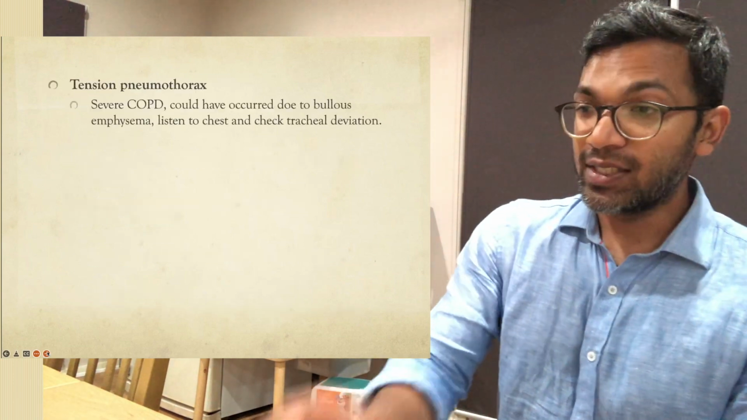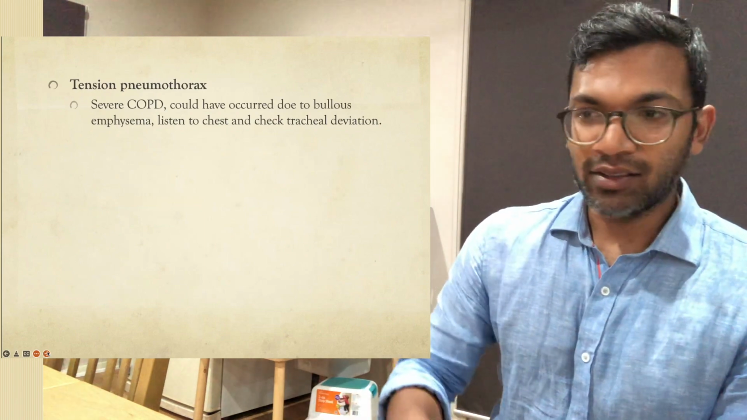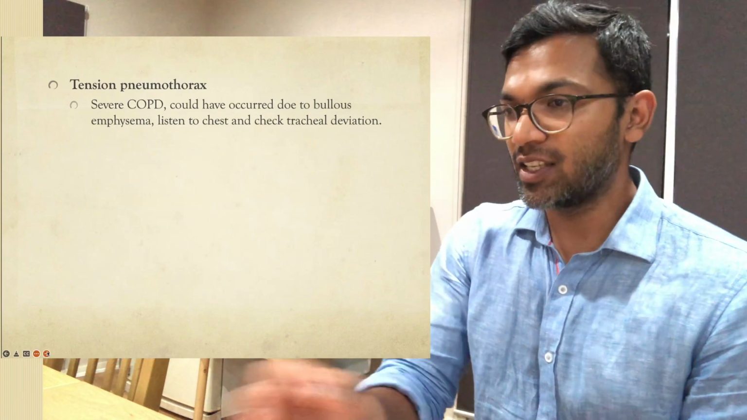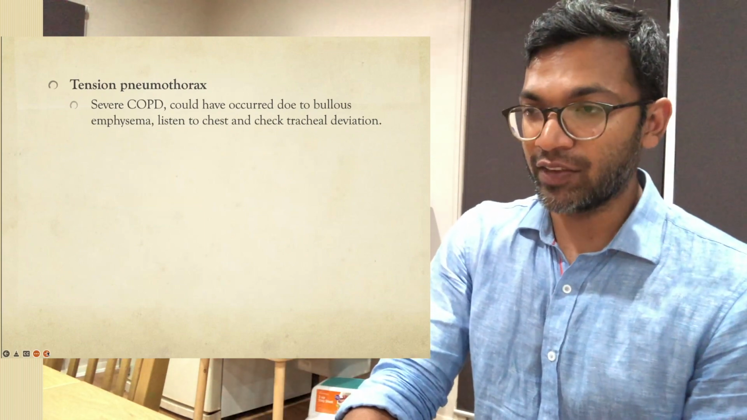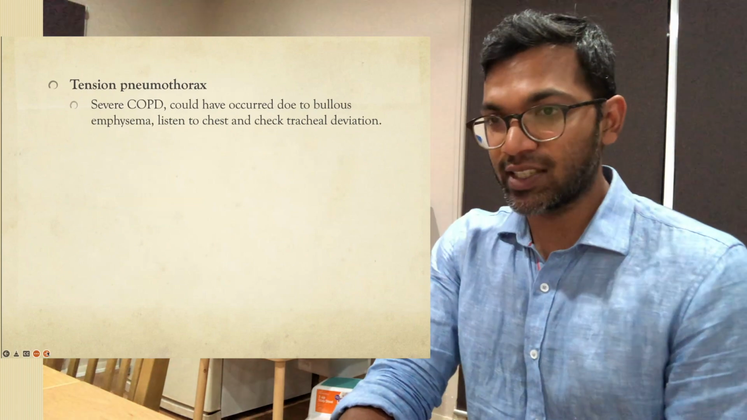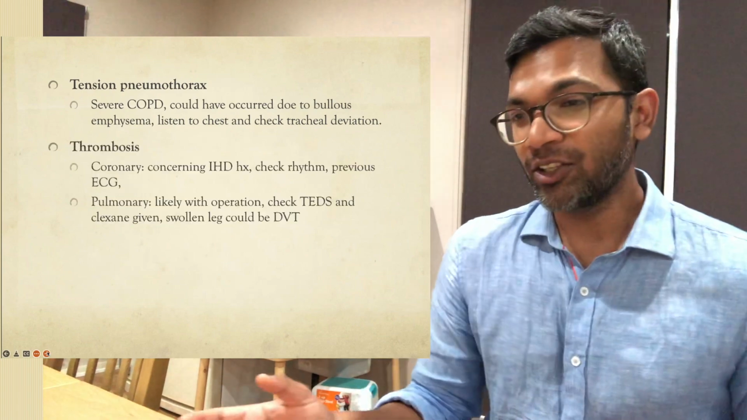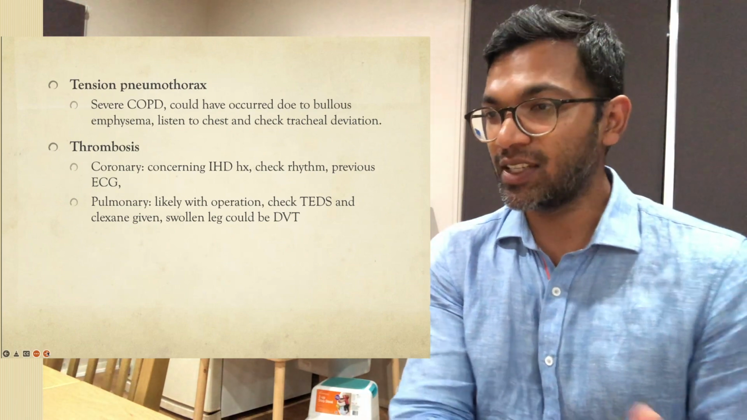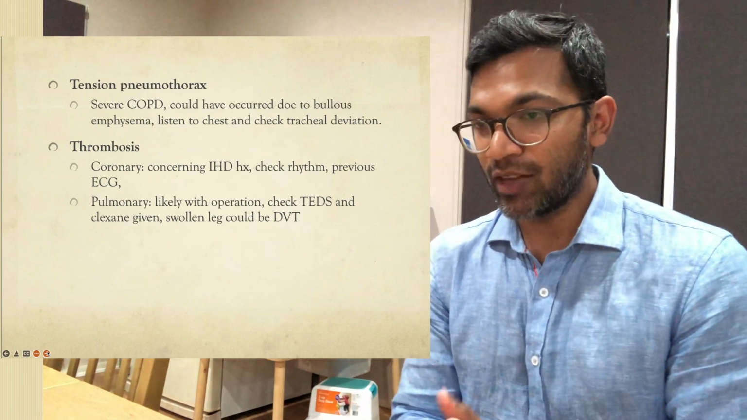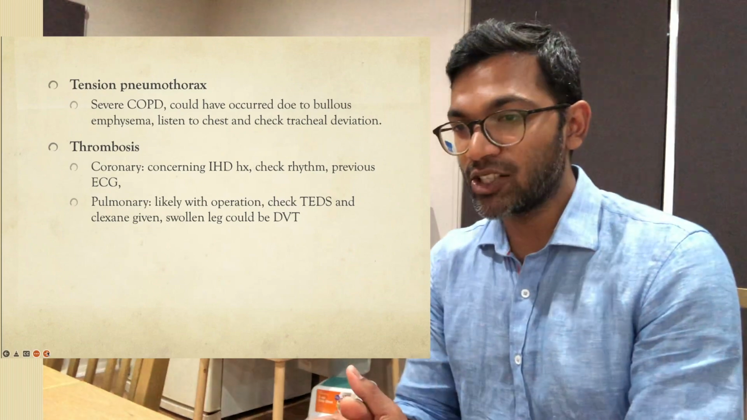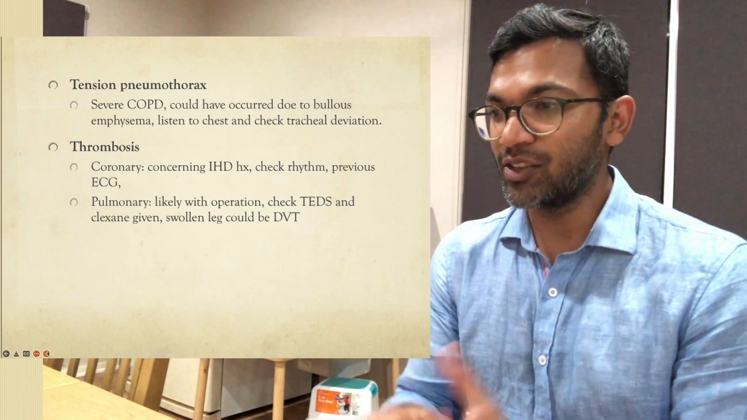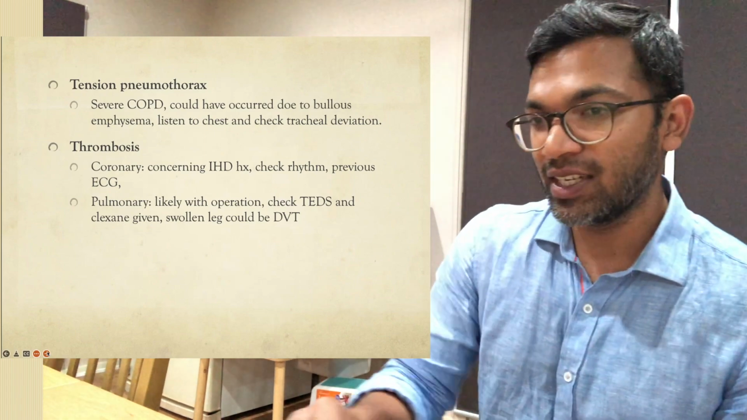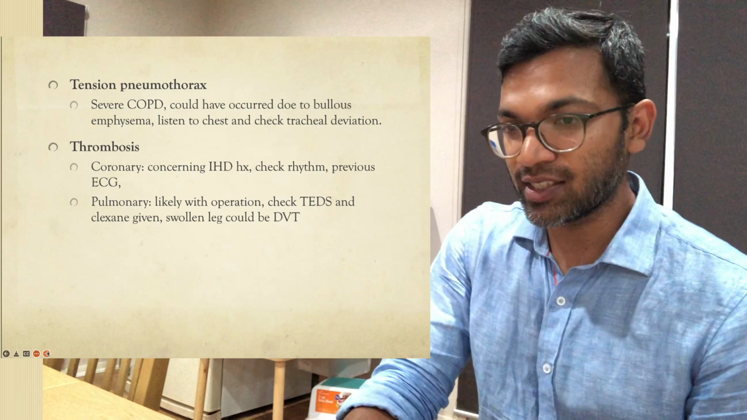So tension pneumothorax, this is severe COPD, and this could have occurred due to bullous emphysema. So I'd listen to the chest, check tracheal deviation and needle decompress if necessary. Thrombosis, this is an elderly patient. It is concerning for ischemic heart disease. I'd check previous rhythms, check the ECG, and then make an assessment. If it's pulmonary, again, it's likely with the operation. I'd check for TEDs and Clexane that is given, and the swollen leg I'd examine and check for signs of a DVT, and then institute management as necessary.